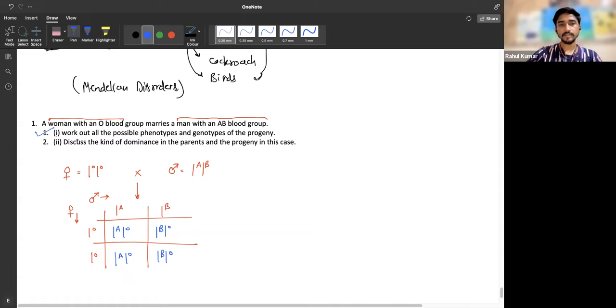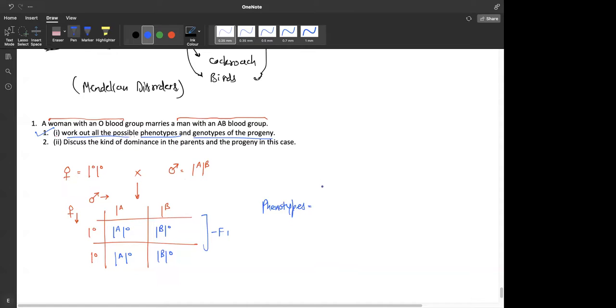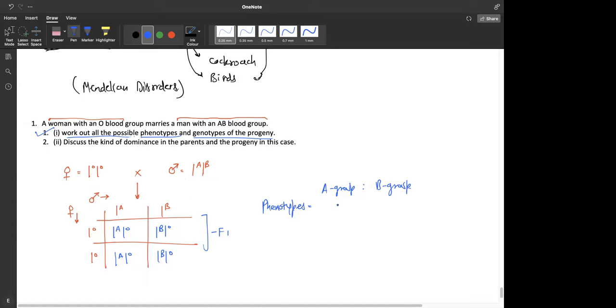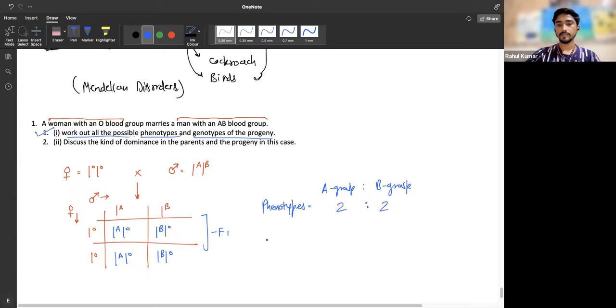So the first question is asking, work out the possible phenotypes and genotypes of the progeny. So this is the progeny F1. Now tell me how many phenotypes are there? Two total phenotypes, right? One is A blood group and the other phenotype is B group. And what is the ratio? 2:2.